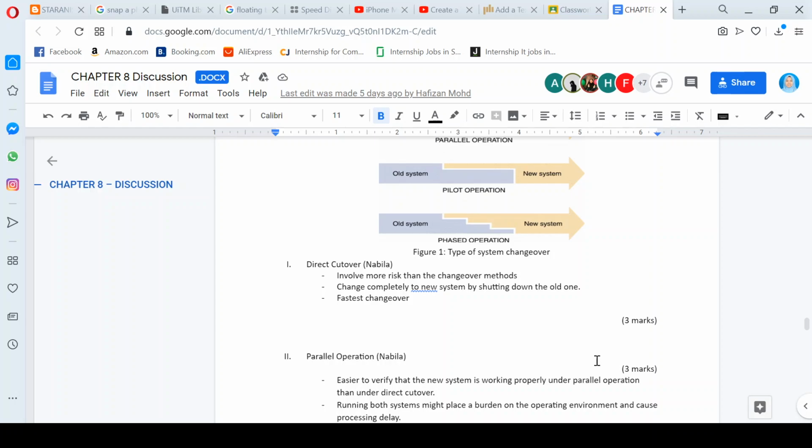Okay, and then what about the risk and the cost? Sekejap, saya tak ingat. Dia punya risk tinggi, and dia punya cost dia rendah sebab dia paling rendah, dia cheapest.